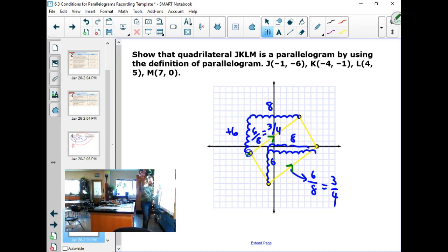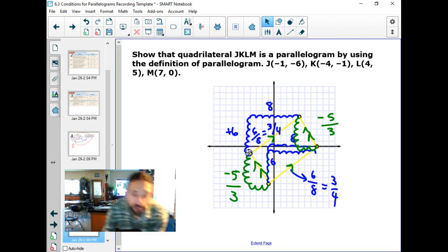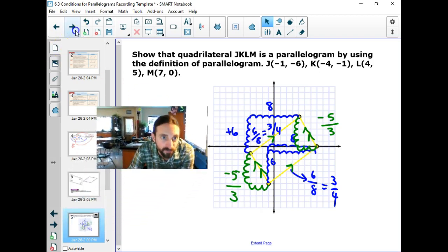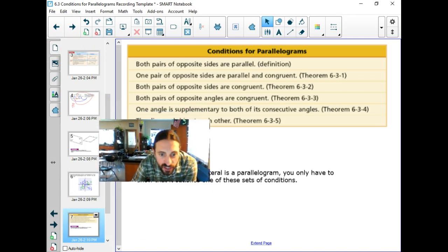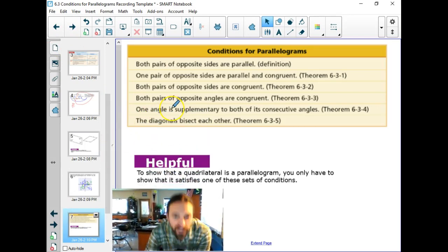So this one I'm going to go down 5 over 3. This one here, 5 over 3. So this is also negative 5 over 3. Opposite sides have the same slope. Same slope means parallel. Both sets of opposite sides are parallel. Therefore, it's a parallelogram.